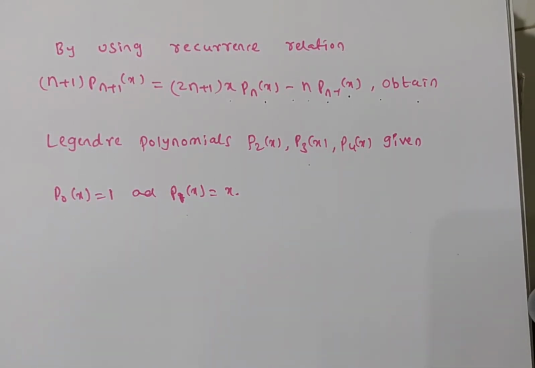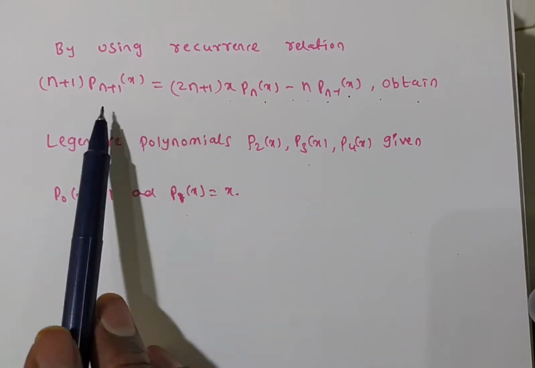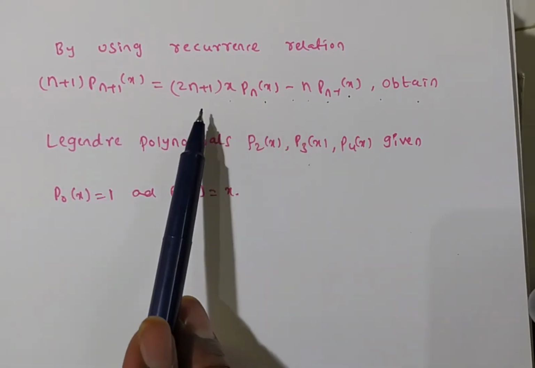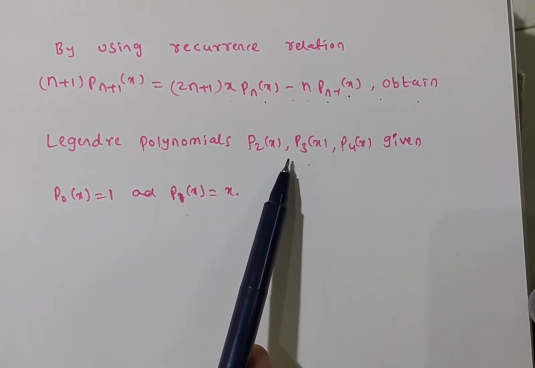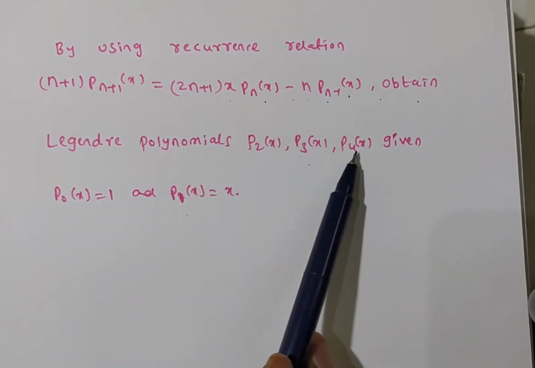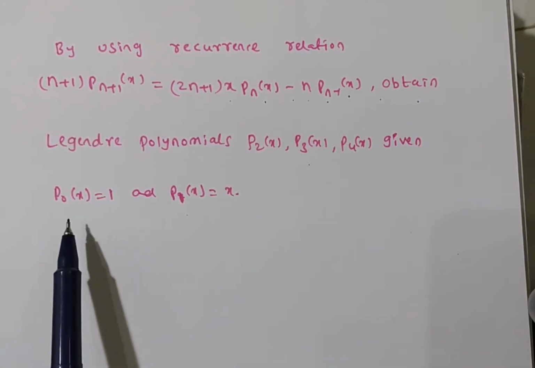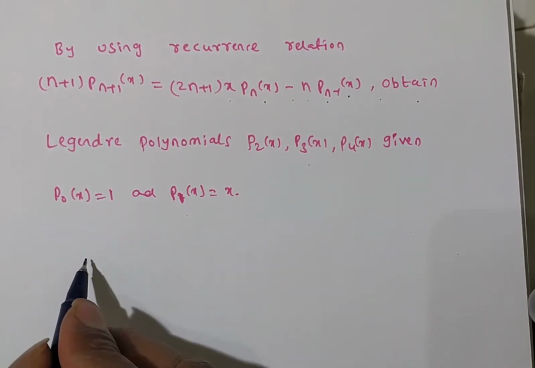Okay, friends, this is Legendre's polynomial recurrence relation. That one we know. From that we have to find P2, P3, P4. Generally we would derive this from the Rodrigues formula, but here we have to use this recurrence relation to find P2, P3, P4. For that they have given P0 and P1. So first you write down the recurrence relation.